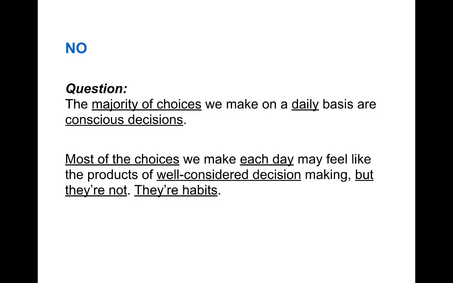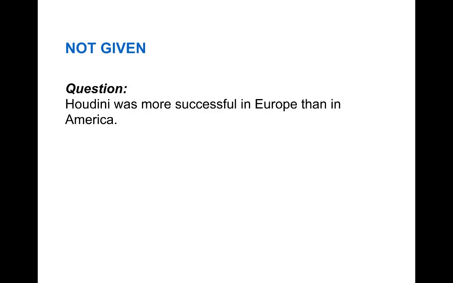Finally, let's look at a not given example. Here's the question. Houdini was more successful in Europe than in America. What are we searching for? We're searching for, well, first we've got a name, Houdini. Then more successful, Europe than America. Notice we've got a comparison there. More successful in Europe than in America. But the strongest keyword to search for, of course, is the name Houdini.